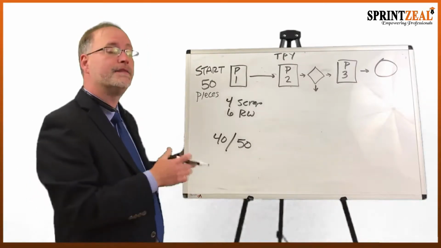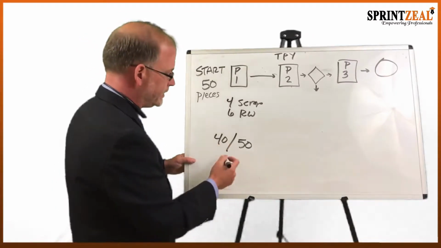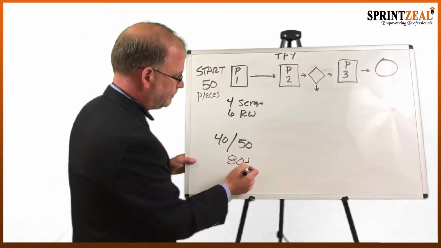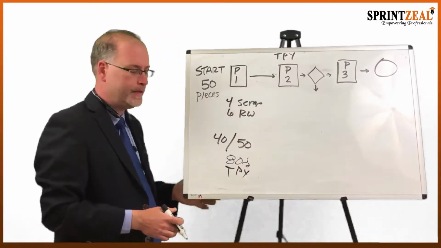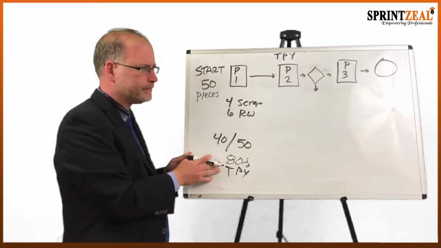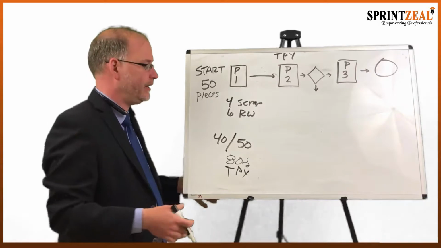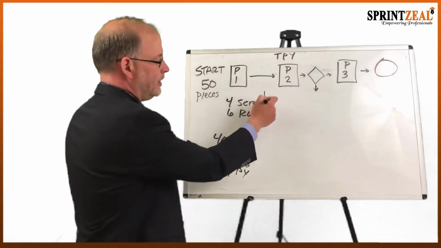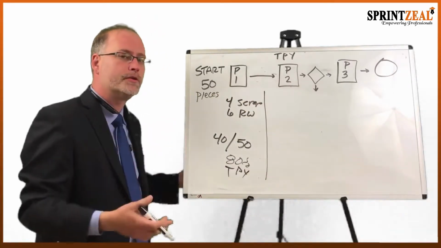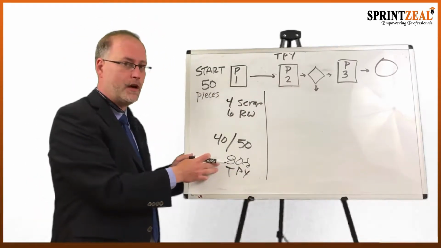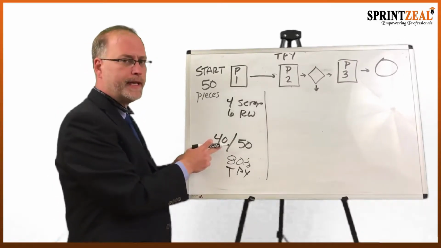To find the throughput yield is a simple division. 40 divided by 50 is going to give us 80%. So our throughput yield for process step 1 is 80%. Now we have to say how many of these pieces are moving on to process step number 2, because we have to remember that each one of these process steps are mutually exclusive when we're talking about throughput yield. Well, we know that 40 make it through.